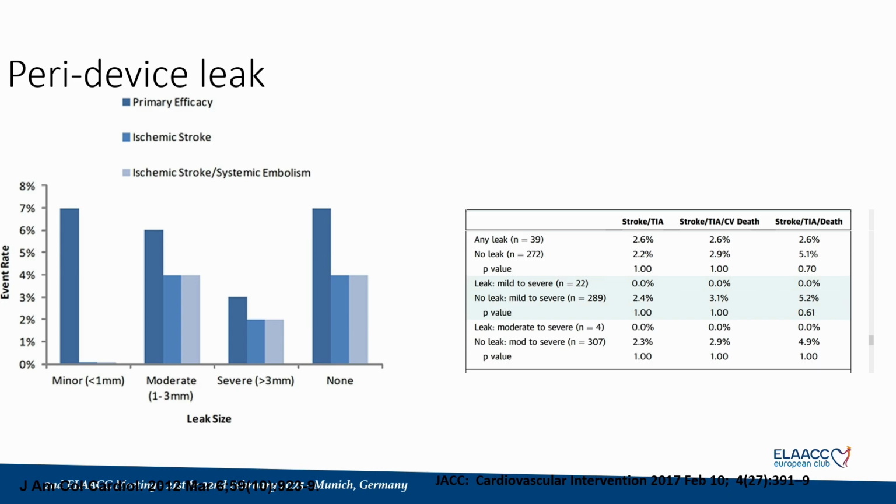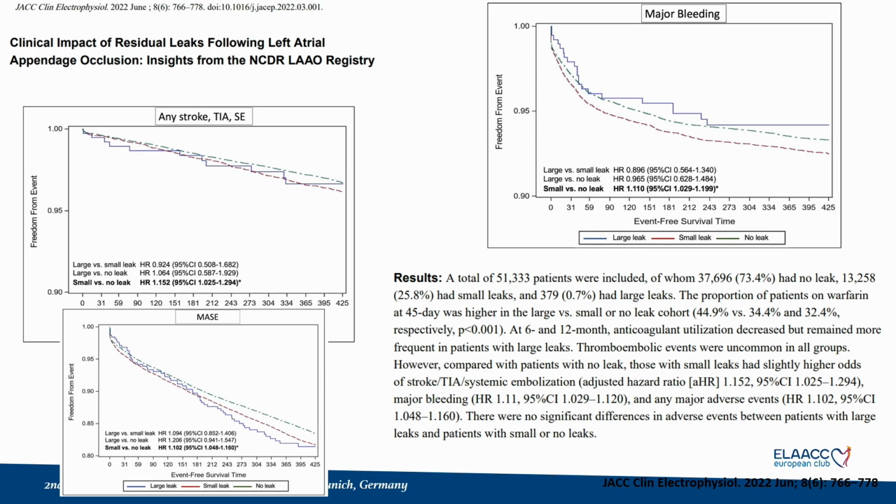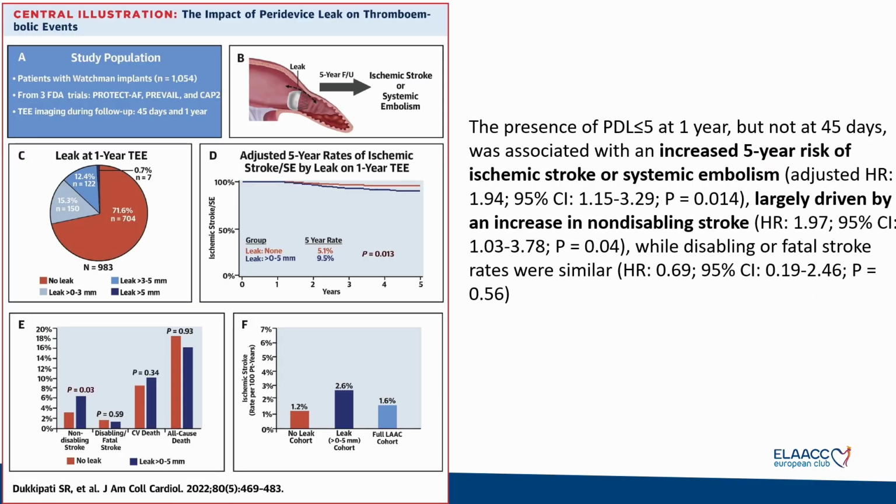In this study, more or less, if you don't have any leak, if you have moderate, and if you have severe was better than not having any. In this one, more or less everything was the same. And other studies look at the follow-up, and they said that, yes, there are more thromboembolic events in patients with leak, but the difference among groups was not so high, and especially not for big strokes, small strokes.